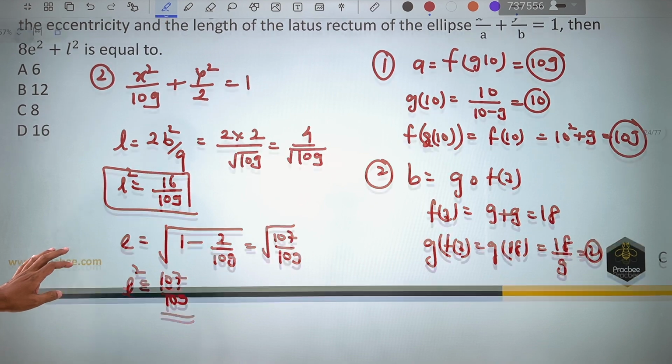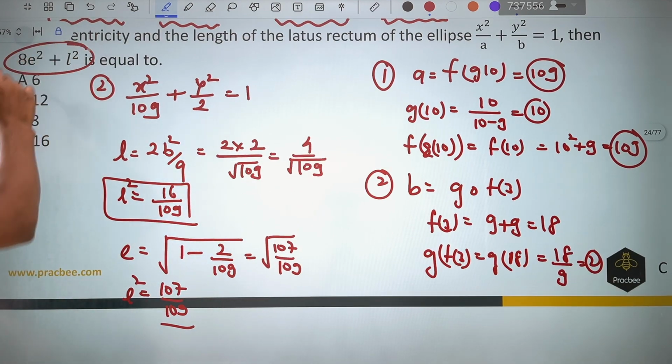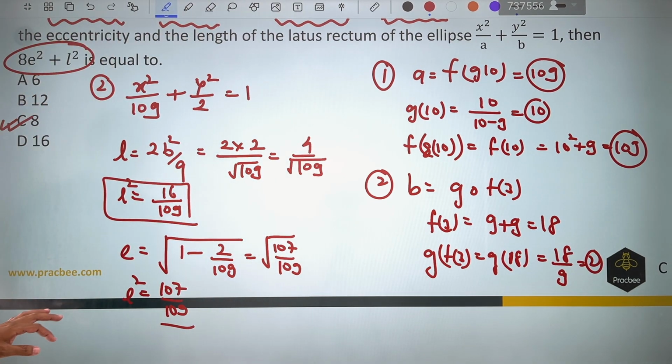Once I have got the value, I can put it here and get the final answer. You can check my calculation. The option C comes out to be correct. Please check my calculation.